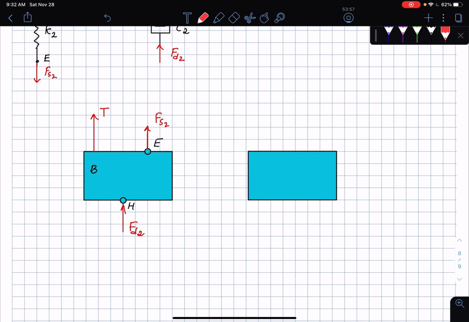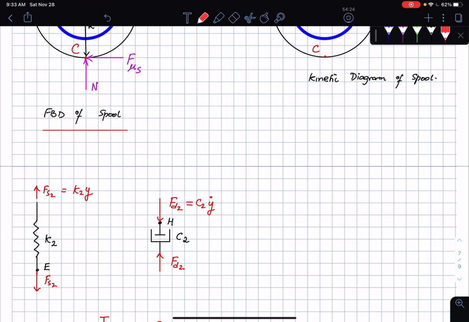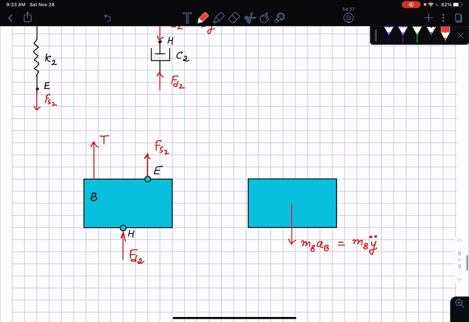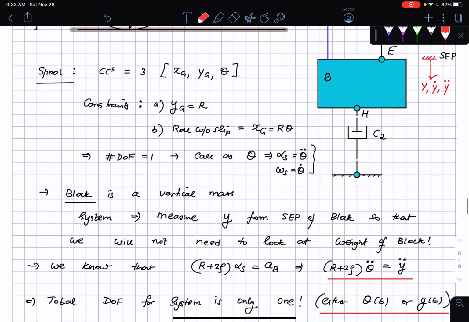That is fairly straightforward. Based upon my sign convention, this is going to be the mass of the block times the acceleration of the block, which is mb times y double dot. Likewise, for the spool, this is ms times r times theta double dot. This is the contact point C, and likewise that is the contact point C. So the free body diagram and kinetic diagram of the spool are done. Then this is the free body diagram and the kinetic diagram of the block. And for the sign convention for the block, just make sure that I have that here.